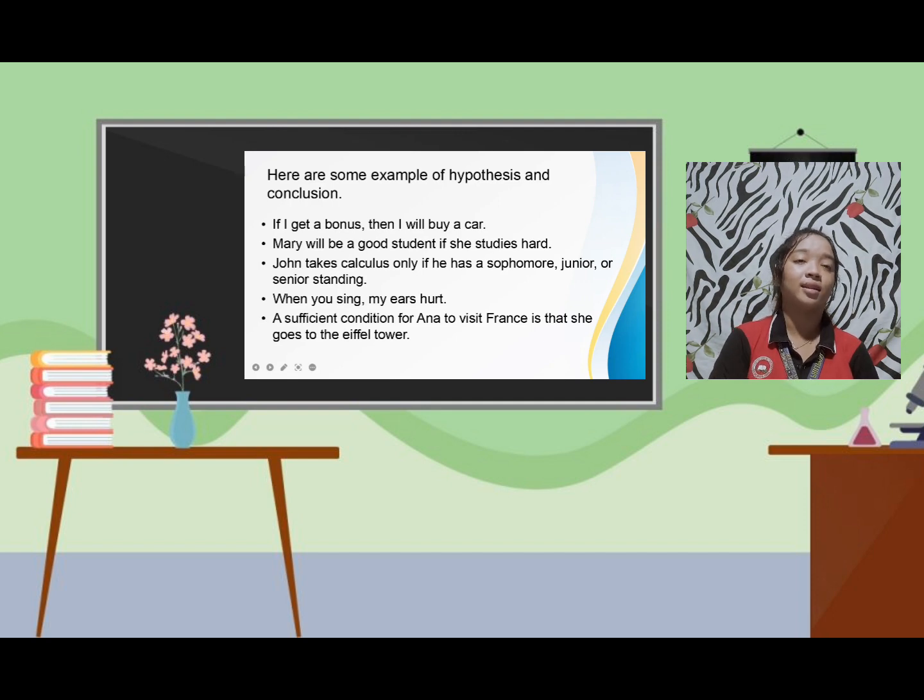Okay, last example: a sufficient condition for Anna to visit France is that she goes to the Eiffel Tower. So what do you think? We need to write it as a conditional proposition.